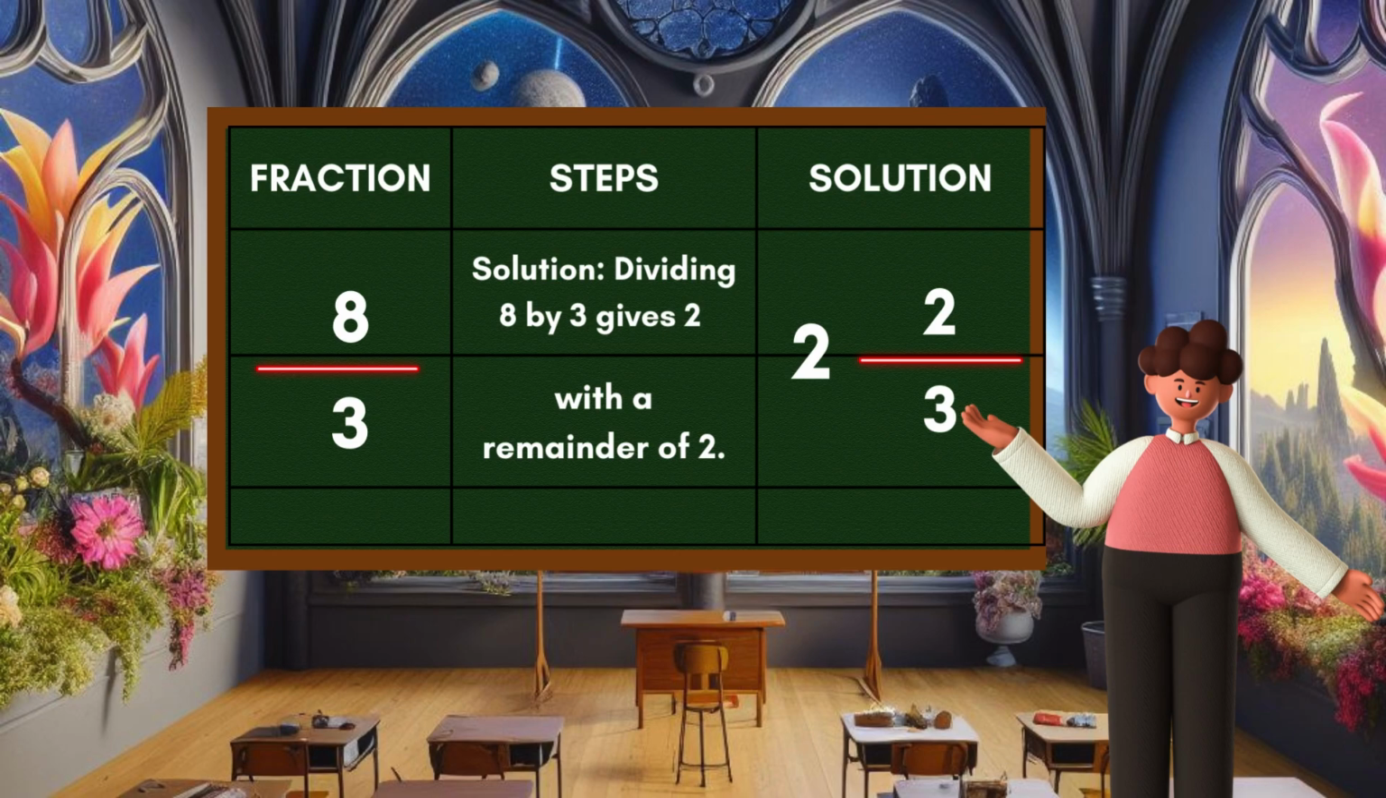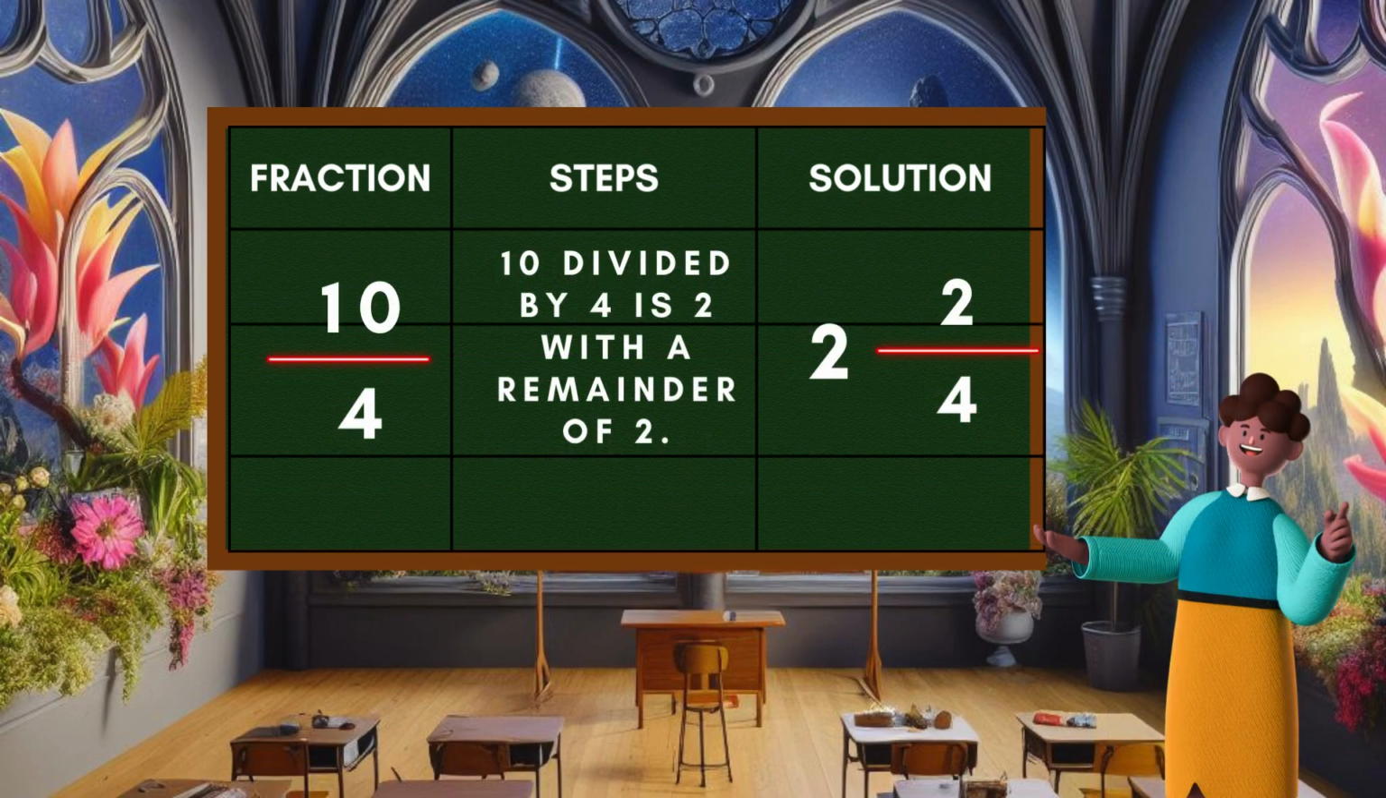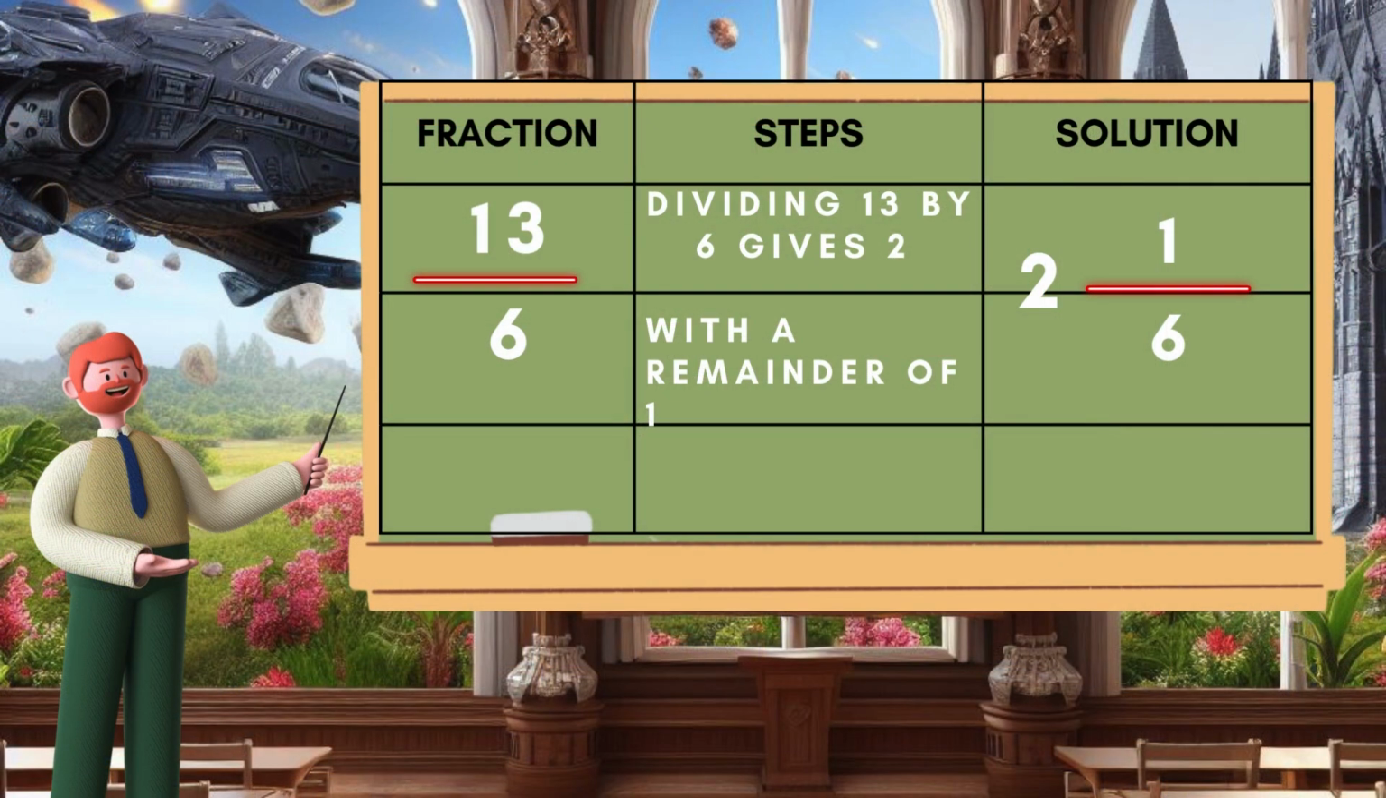Now let's move on to fraction 6. We are looking at 10 over 4. The solution is 10 divided by 4 is 2, with a remainder of 2. This becomes 2 2/4, which can be further simplified to 2 1/2. Do you know why? Well, because 2 and 4 are both divisible by 2. Fraction 7, 13 over 6. The solution here is dividing 13 by 6 gives 2 with a remainder of 1. The mixed number is 2 1/6.